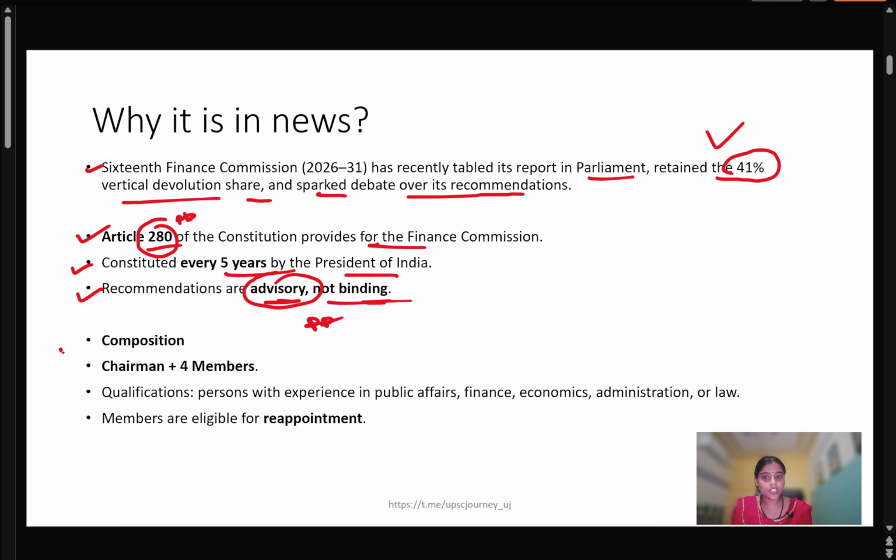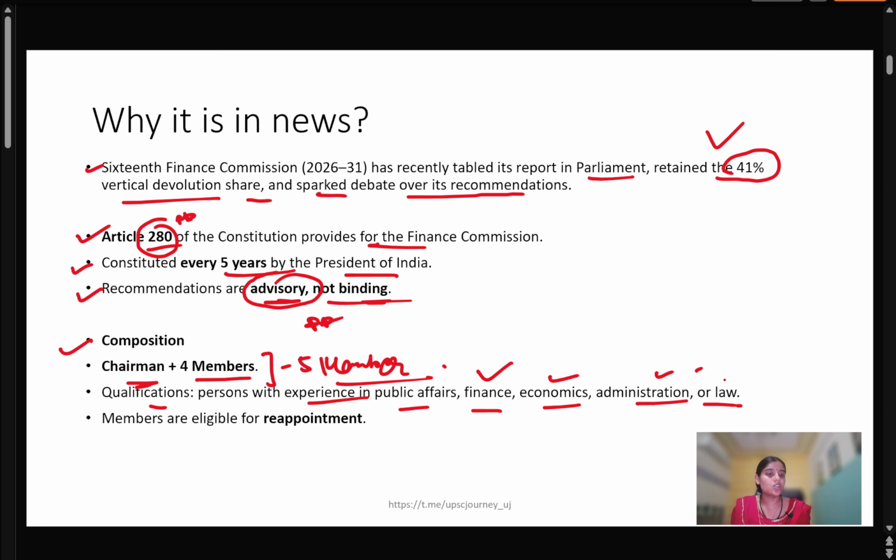If we talk about composition, there will be one chairman and 4 other members, means a total of 5 members in the Finance Commission. Talking about the qualification, the person should have experience in public affairs, finance, economics, administration, or law. These are the required qualifications to become a member or chairman of the Finance Commission. Members are eligible for reappointment, means once their tenure is over, they are eligible for reappointment.